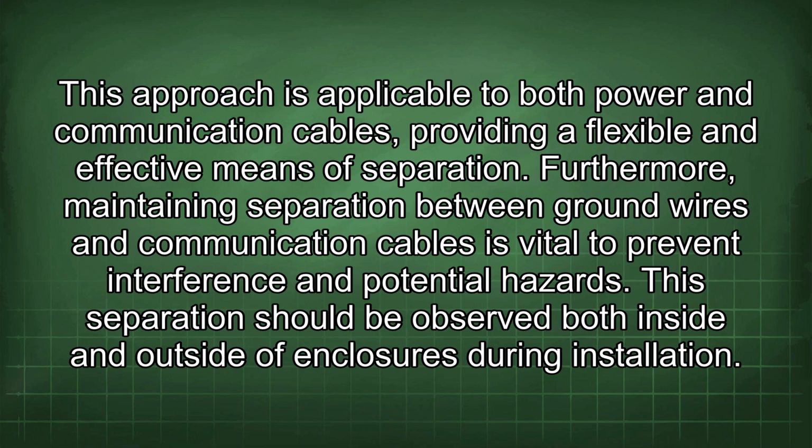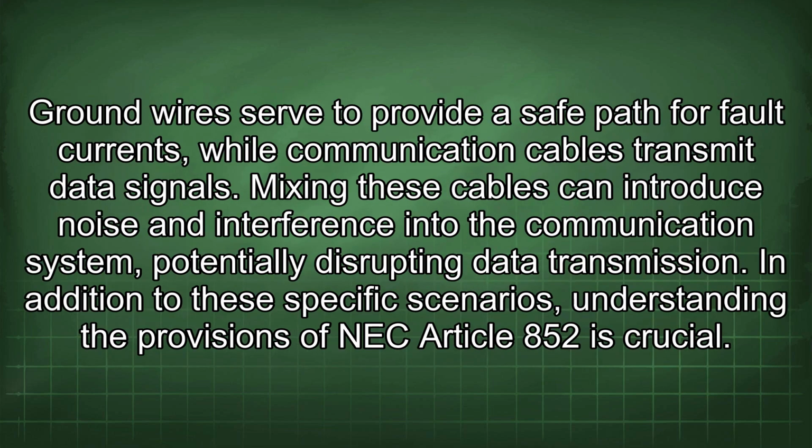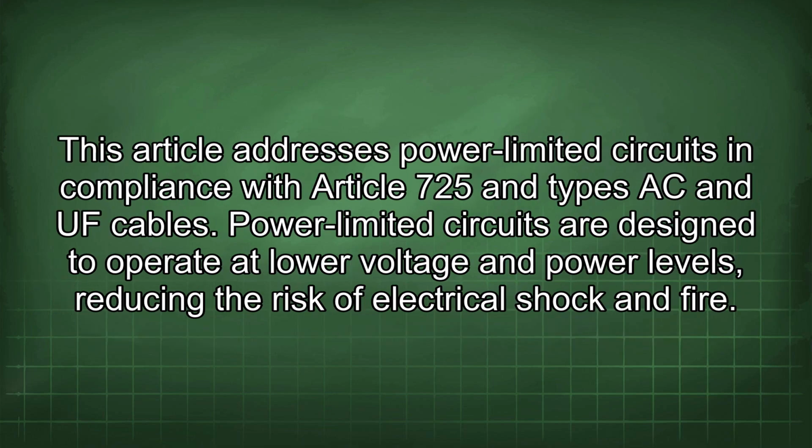Furthermore, maintaining separation between ground wires and communication cables is vital to prevent interference and potential hazards. This separation should be observed both inside and outside of enclosures during installation. Ground wires serve to provide a safe path for fault currents, while communication cables transmit data signals. Mixing these cables can introduce noise and interference into the communication system, potentially disrupting data transmission. In addition to these specific scenarios, understanding the provisions of NEC Article 852 is crucial. This article addresses power-limited circuits in compliance with Article 725 and types AC and UF cables.